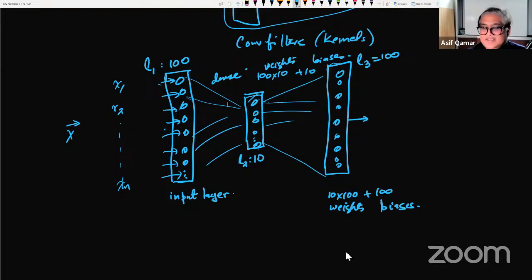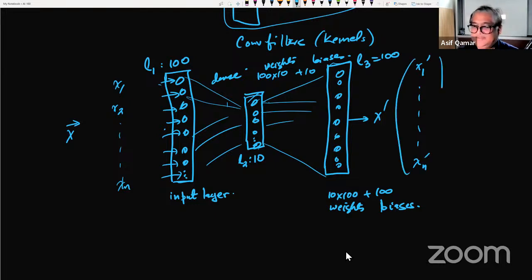It is again some output, right? Let me just call it X prime. X prime will be made up of X1 prime all the way to Xn prime. It will be this vector, isn't it? It is basically the output. This one will be Xn prime. This one will be X1 prime. Does this make sense, guys? The output of that.